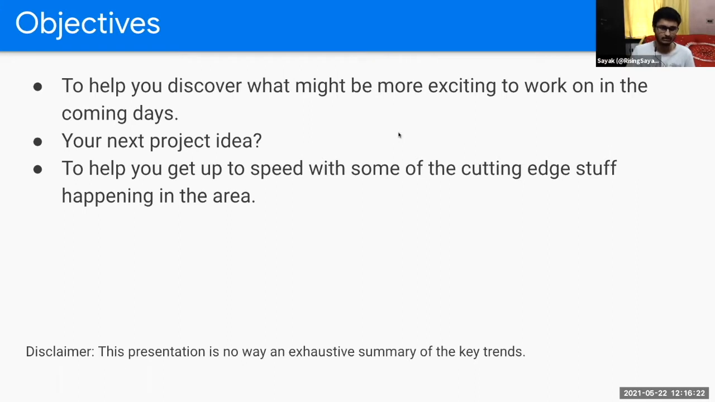other modalities of data where deep learning has shown great promise, such as natural language processing, speech data, and so on. And also another objective is to help you get up to speed with some of the most cutting edge stuff that's happening around in this area. So yeah, without further ado, let's get started.